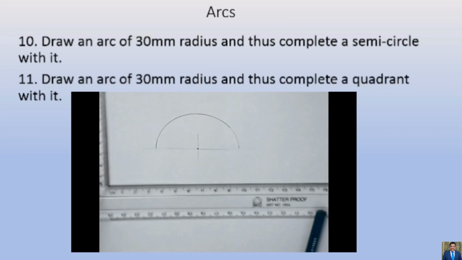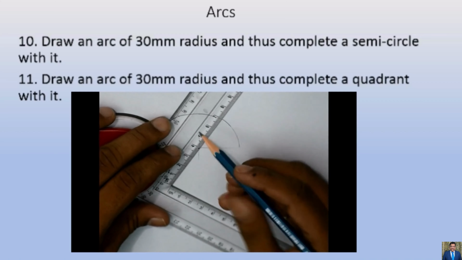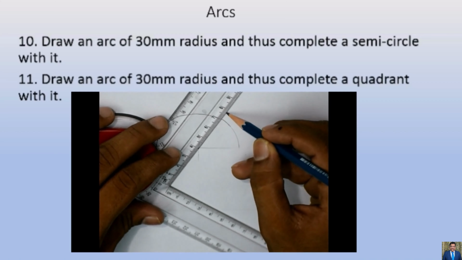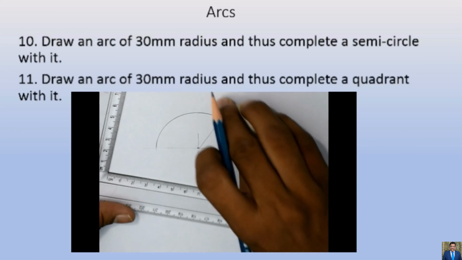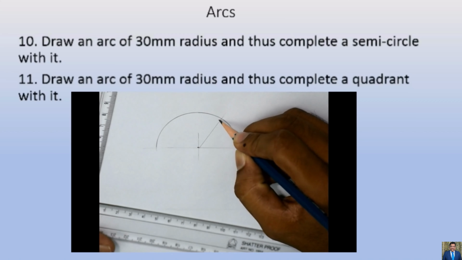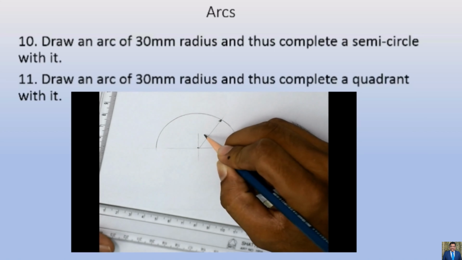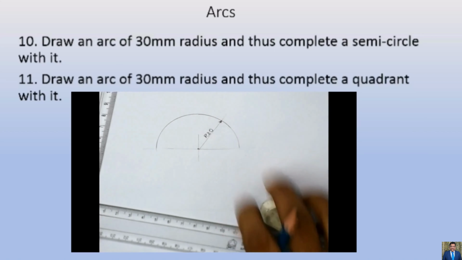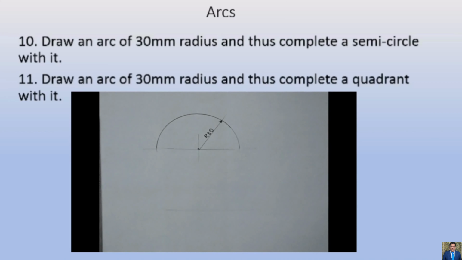We have just drawn some arc and then we have completed the semicircle. I'll just dimension it properly. We have to take one arrow only while giving the dimensions of radius. Radius is 30 here.